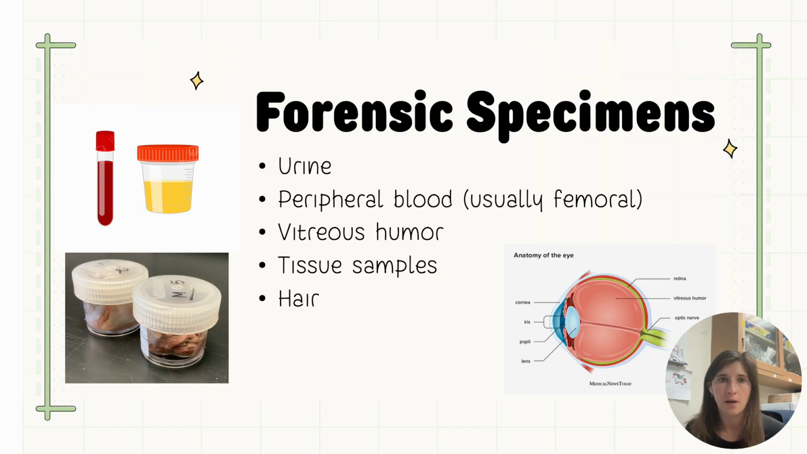Additionally, we want to take femoral blood because if there's any sort of injury, we don't want to use blood that might be tainted with something else that's happened. We also refer to that as postmortem redistribution.